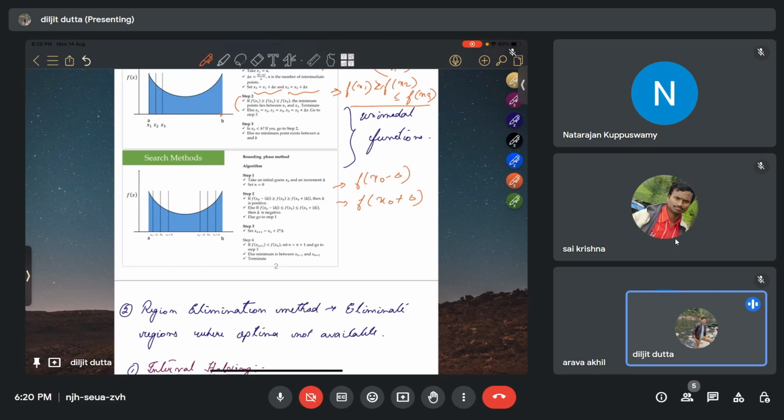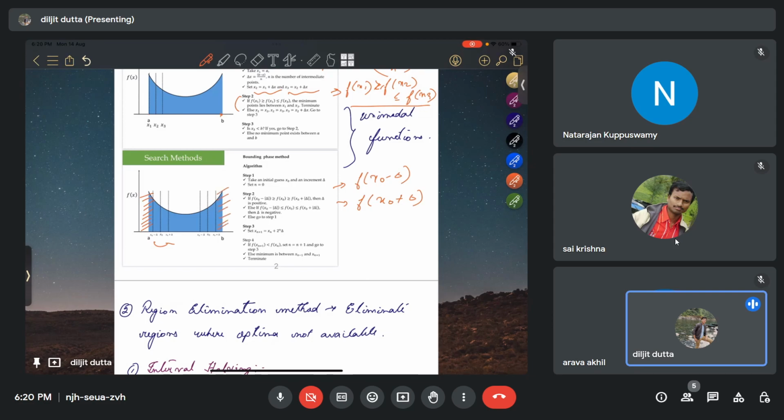If f of x naught minus delta is greater than f of x naught and f of x naught is greater than f of x naught plus delta, then we can eliminate the region outside this region. And if f of x naught minus delta is less than f of x naught and f of x naught is less than f of x naught plus delta, in this case we can eliminate this region.